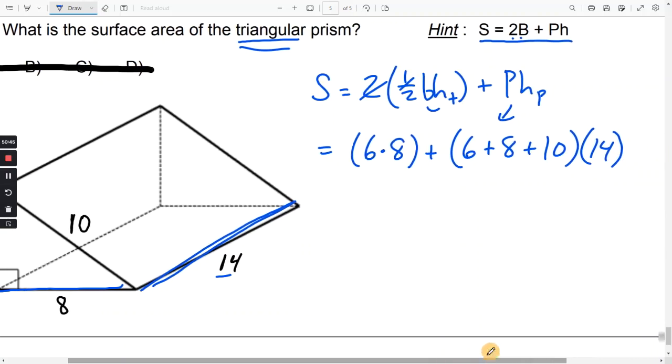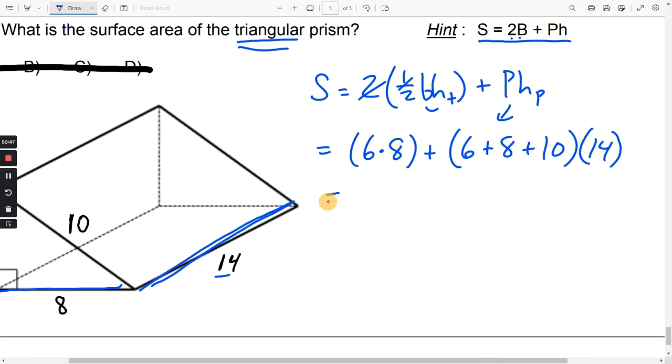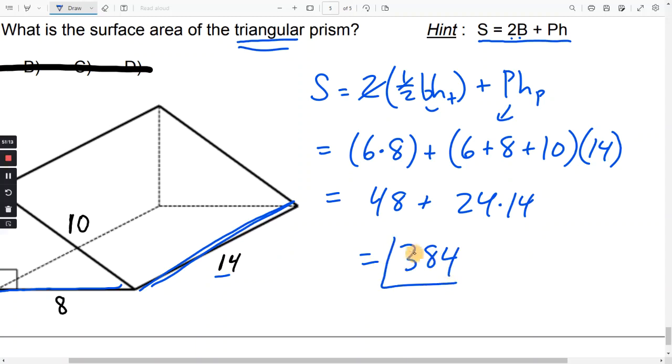Alright, so now we're in business. And let me see, 6 times 8 is 48. And we have 18 plus 6, that's 24. Times 14. And real quick, 48 plus 24 times 14. And I get 384. And whatever the units were, they would be squared because it is an area.